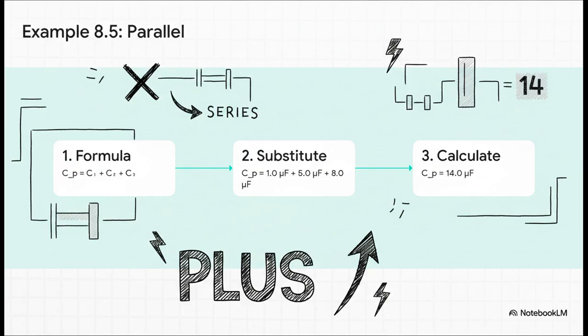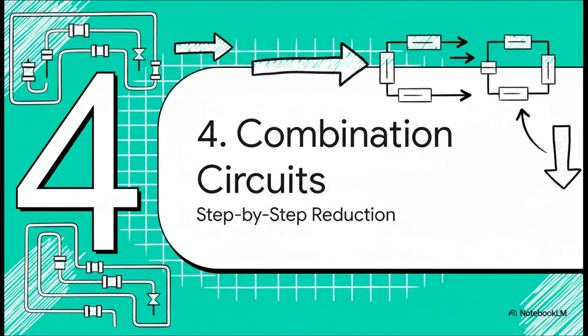This is the complete opposite of a series circuit, right? Adding capacitors in parallel always increases the total capacitance. And that makes sense because you're basically just increasing the total surface area of the plates available to store charge. Okay, now for the fun part. Let's combine these two ideas.